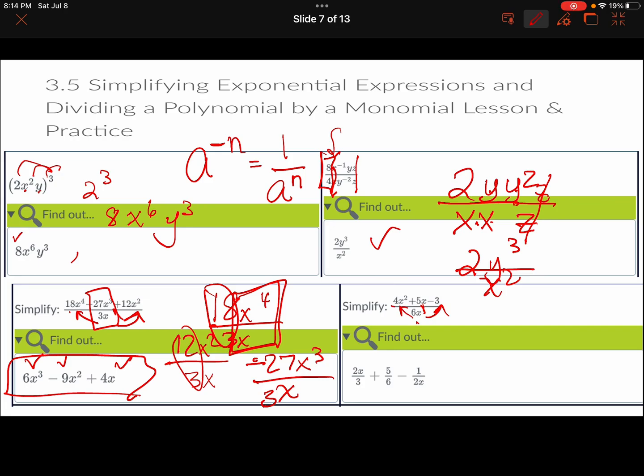4 over 6 does not simplify to a whole number, but it does reduce to 2/3. 5 over 6 doesn't reduce. 3 out of 6 reduces to 1/2.